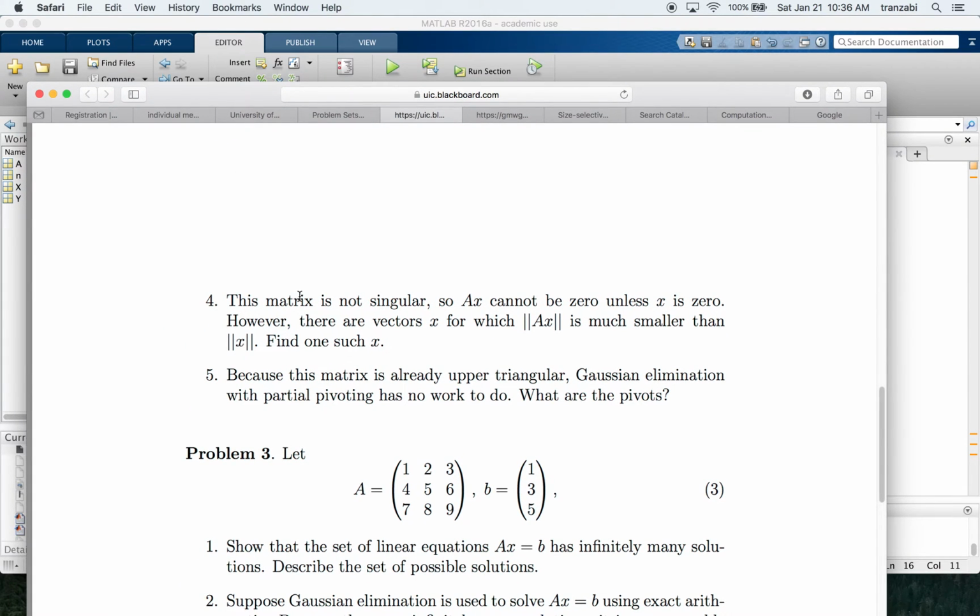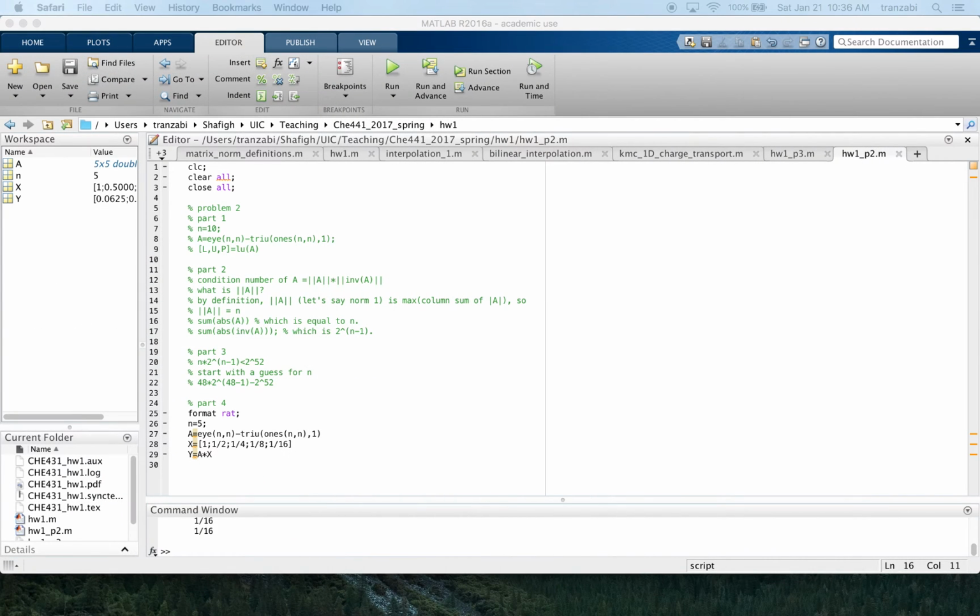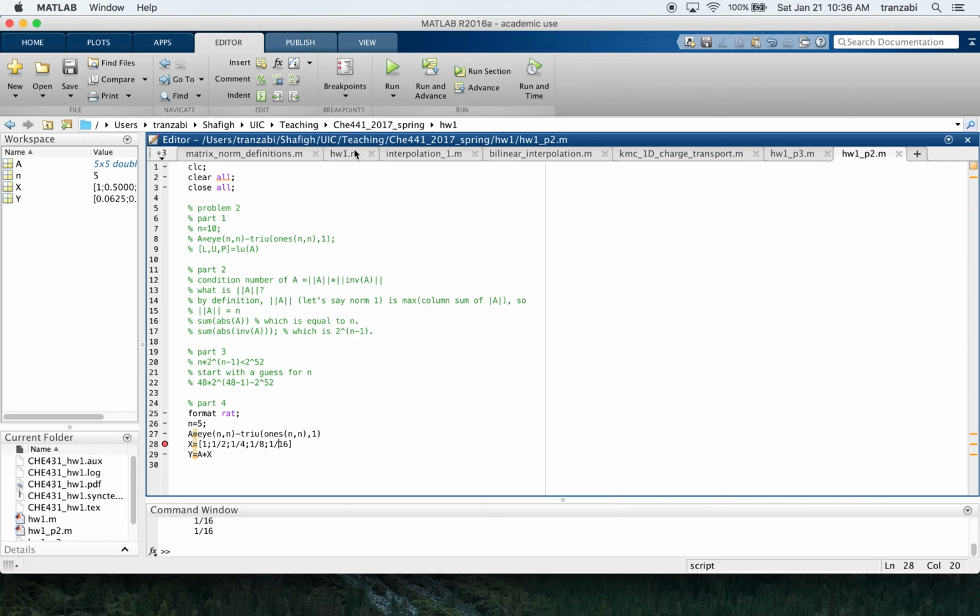So in part 4, you are asked to find x such that norm of Ax is smaller than norm of x. To do that, I'm going to show you a very simple way. Let's look at the problem when n is equal to 5. I'm going to print out the form of A when n is equal to 5.